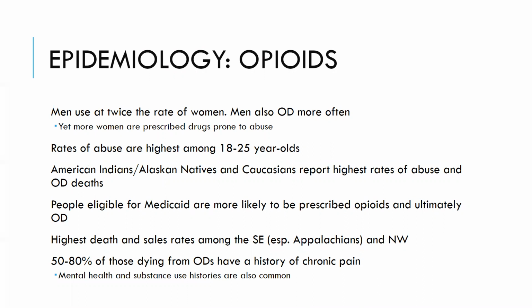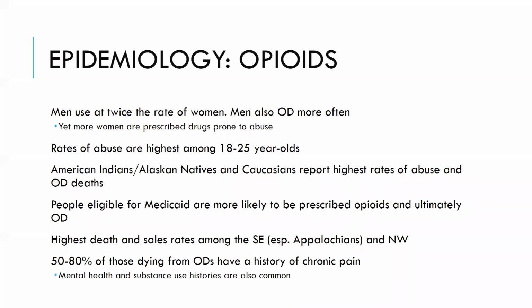In terms of who opioids are impacting, men tend to use at twice the rate of women. Men also tend to overdose more often, which is interesting given that women are prescribed the drugs prone to abuse more frequently. Rates of abuse tend to be highest among young folks aged 18 to 25. American Indians and Alaskan Natives and Caucasians report the highest rates of abuse and overdose deaths. And people eligible for Medicaid are more likely to be prescribed opioids and ultimately overdose. A lot of this has to do with coverage. These policies are more likely to cover these addictive painkillers compared to potentially more expensive, less addictive alternatives.